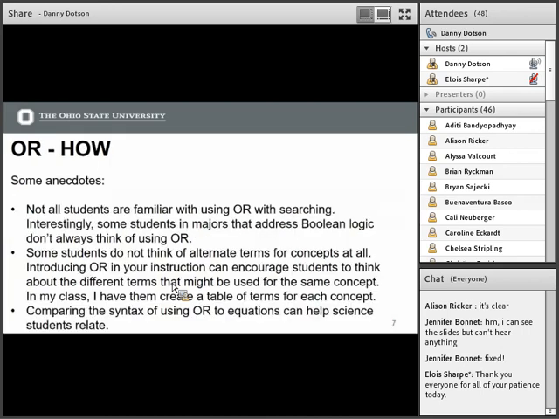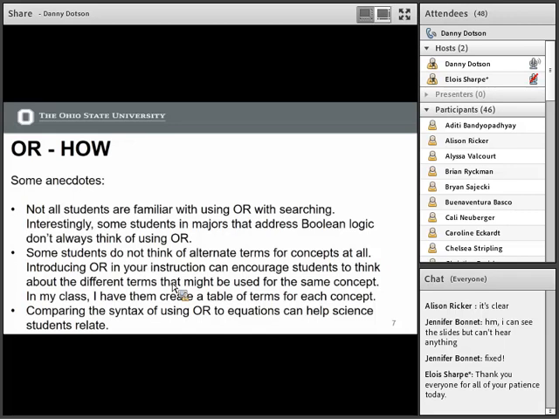So I find that not all students are familiar with the Boolean operators. I'm especially surprised when it's students in a particular major that have been introduced or should have been introduced to Boolean operators that they don't think to apply these to search strategies. Some students don't even think of alternate terms at all.